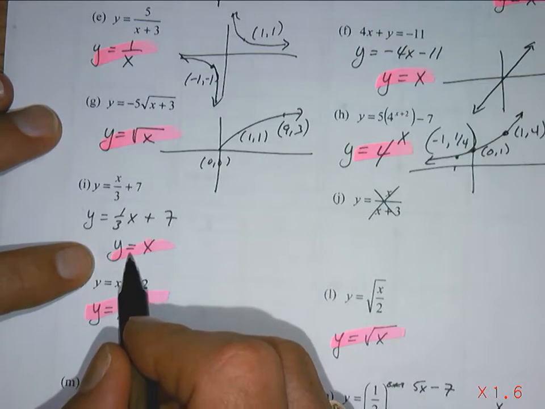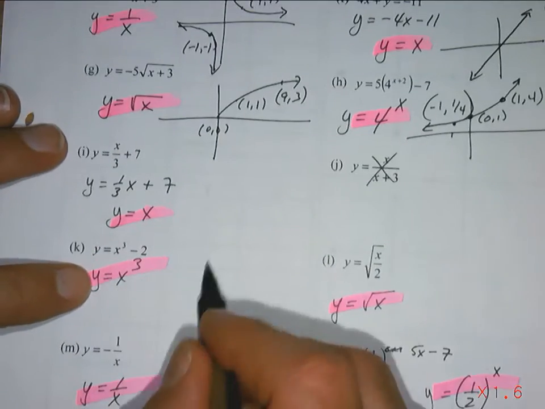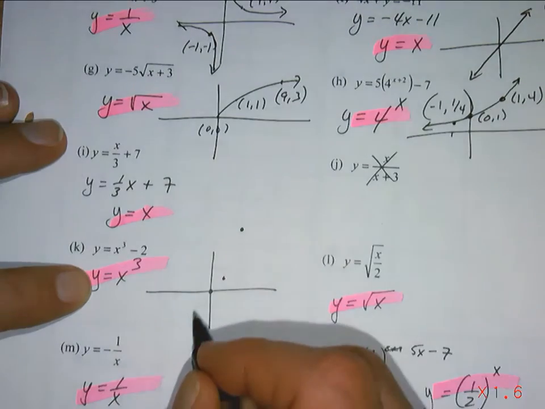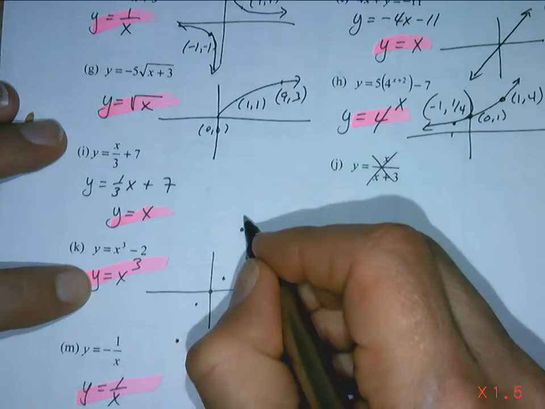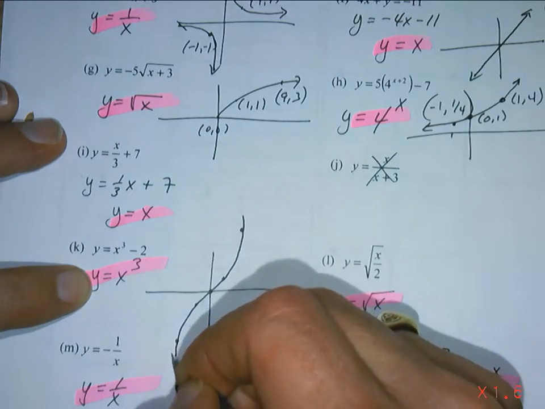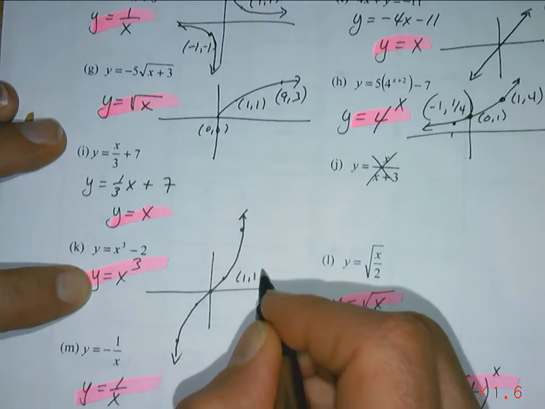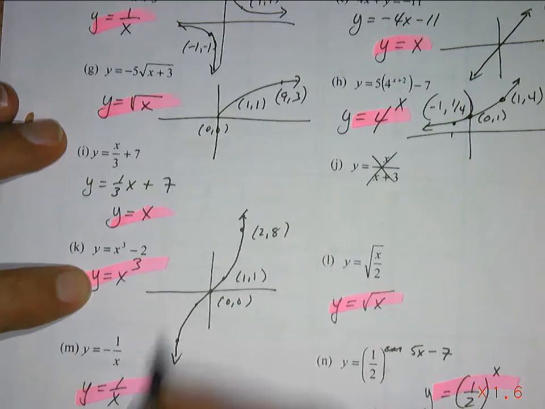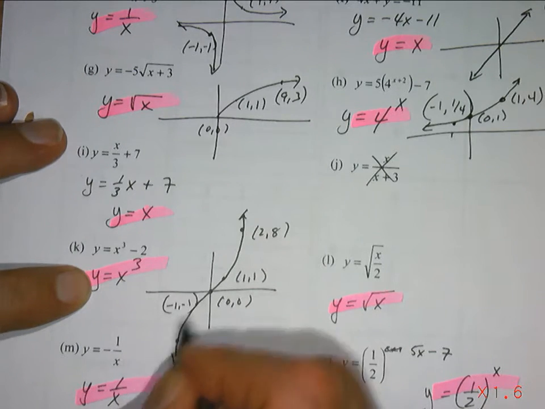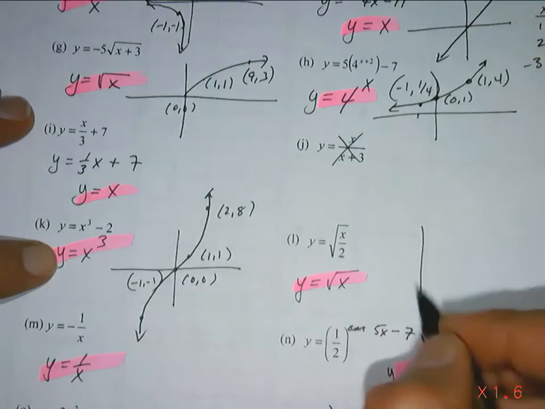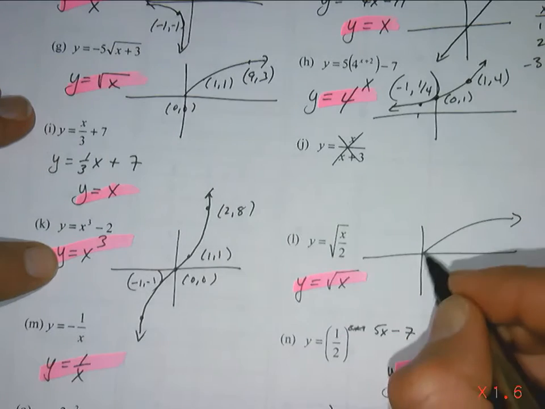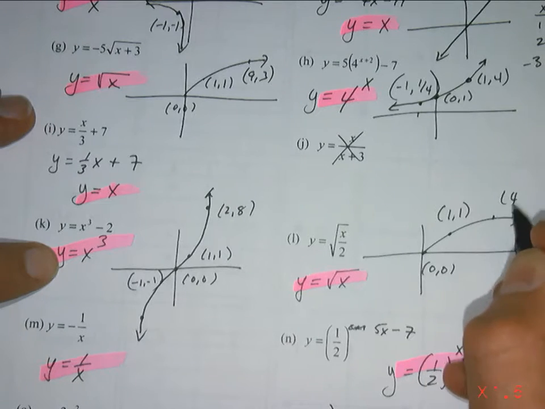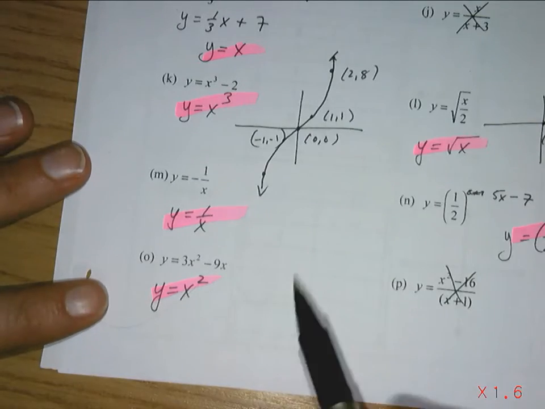Y equals x, I've already graphed it. X cubed, so 0, 0, 1, 1, 2, 8, -1, -1, -2, -8. That's probably good enough to know where it is. Root x again, I've already graphed it, but it's fun. 0, 0, 1, 1, 4, 2. 1 over x, I've done it before.